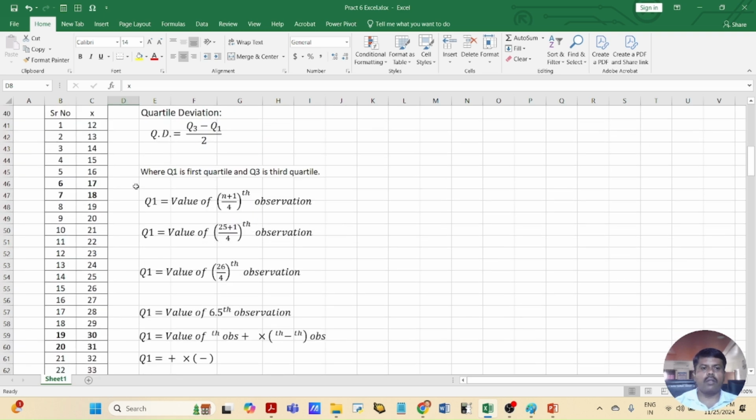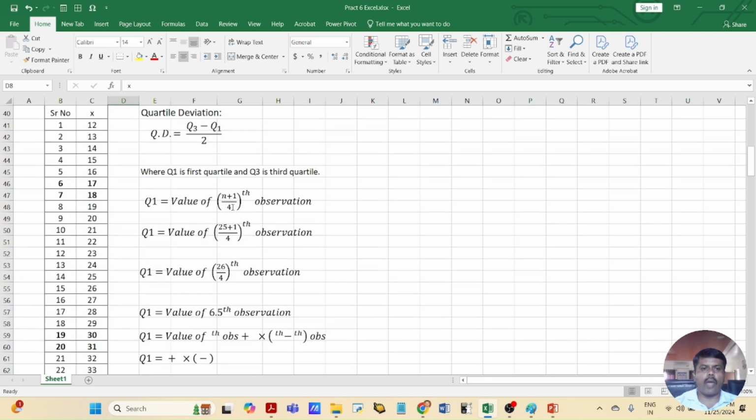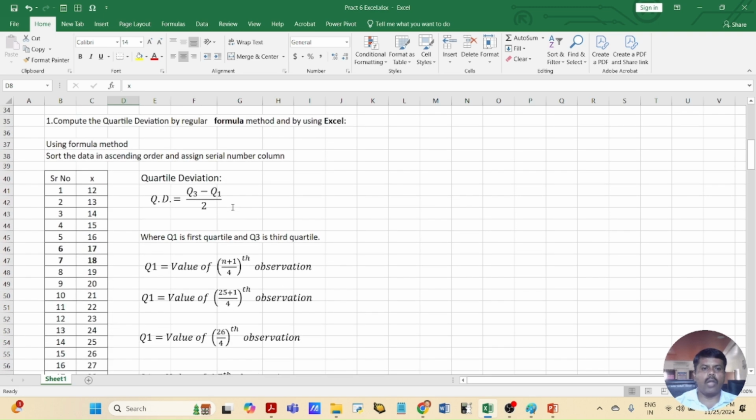For quartile Q1, the formula is value of (n plus 1) by 4th observation. For quartile third, that is Q3, equal to value of 3 times (n plus 1) by 4th observation. So we need to know the value of n. N is the number of values. To find quartiles, first we need to sort the given data. So here the data is already sorted.